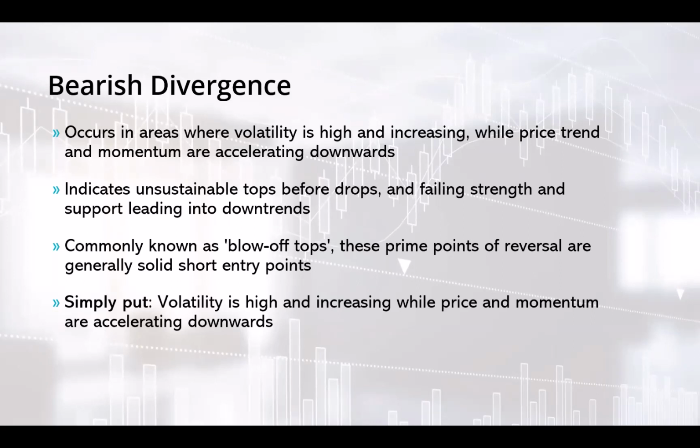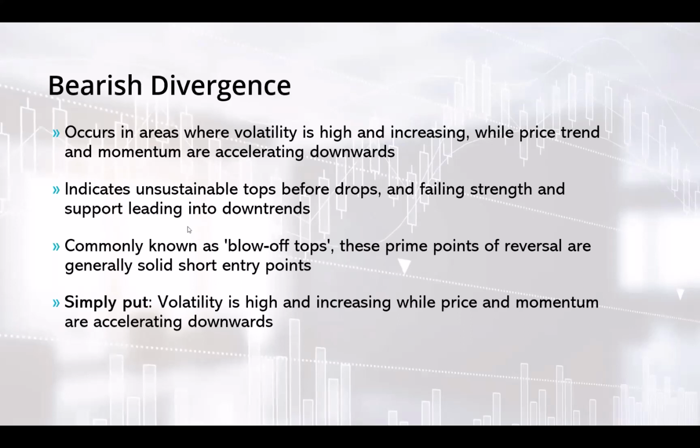We have bearish divergence. And this can typically happen if the uptrend is coming to an end and things are getting more volatile. Perhaps it's a sign of an unsustainable top or a blow-off top where, after a strong up move, we typically have a strong correction to the downside. Bearish divergence based on volatility can be a telltale sign for exactly this.